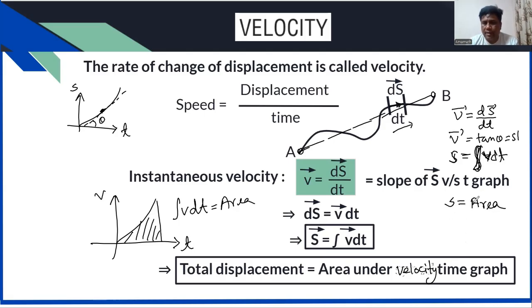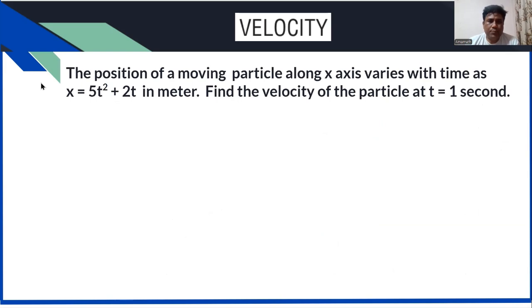So can I rub all these things? Just let me know if you have copied it. Yes, sir, done. See, first example. The position of a moving particle along the x-axis varies with time as this. Find the velocity of the particle at t equal to 1 second. Remember, t equal to 1 second means at that instant I need to calculate.